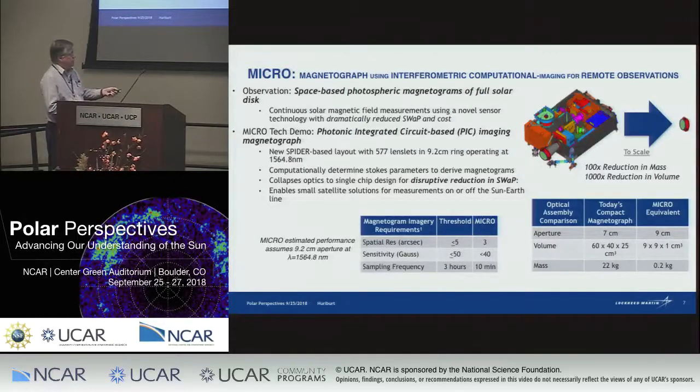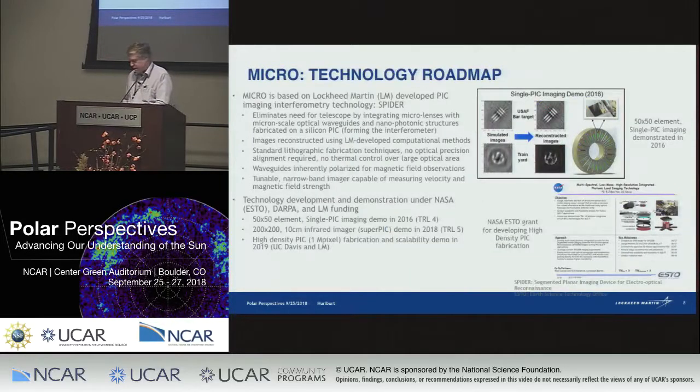But the result is, if we were to take our dream instrument, compared to the CMI's version of 22 kilograms, we drop down to less than a kilogram for the optical package. Now this is built on something that Lockheed's been working on for a while called SPIDER, a segmented planar interferometer. I forget all the pieces of the acronym, but it's essentially just a direct imager. It's not trying to do a magnetograph.